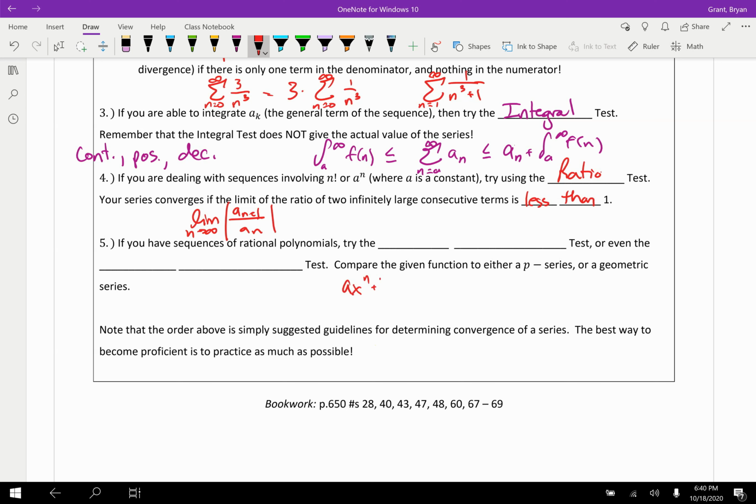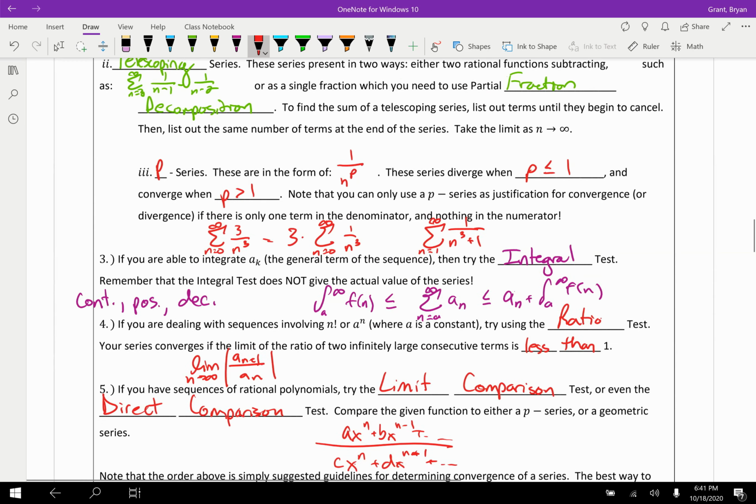Like ax to the n plus bx to the n minus 1, right? Over something like, I don't know, let's do cx to the n plus dx to the n minus 1, and so on and so forth, right? So essentially x cubed minus x to the fourth, or whatever. Then I would really suggest here we do the limit comparison test. Or if you're feeling very bold, you can do the direct comparison test. I always suggest comparing the function to a p-series or something geometric, and we did 2 examples on that today.